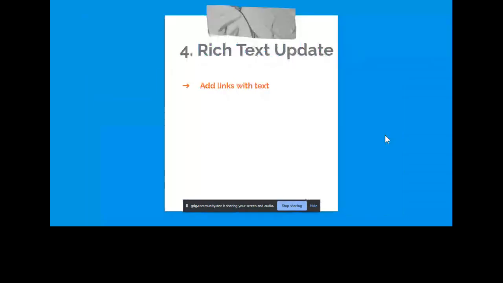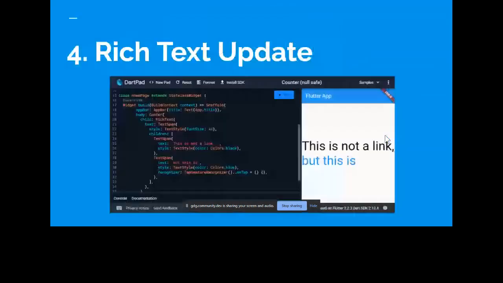All right, so let's move to item number 4. So what's new here? We have a rich text update. What this means is that if we are typing something inside the app, let's say we have text like "click here to go to Google's website," the word "here" should be highlighted. We can do this with rich text.